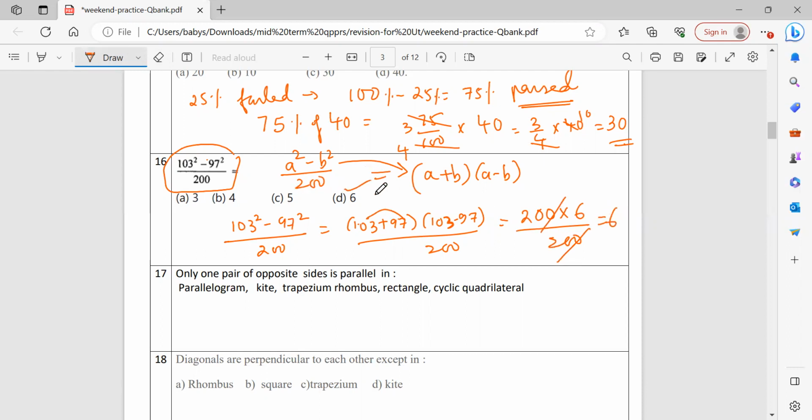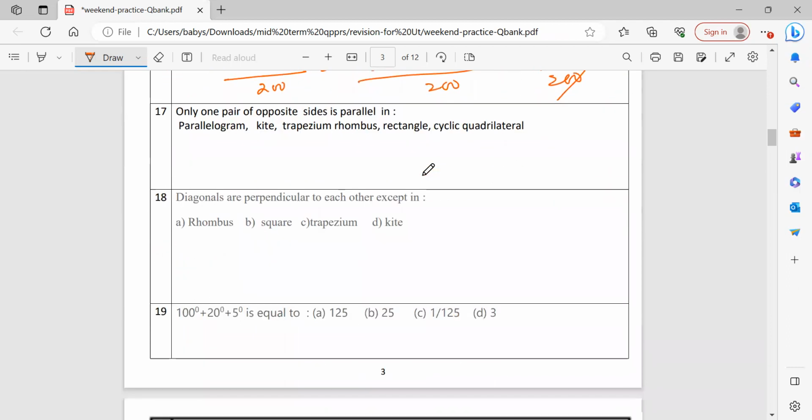So in this case, I need not find out what is 103 square. I need not find out what is 97 square. I just have to use a square minus b square is a plus b into a minus b. This identity I need to use. I have explained this in class also.